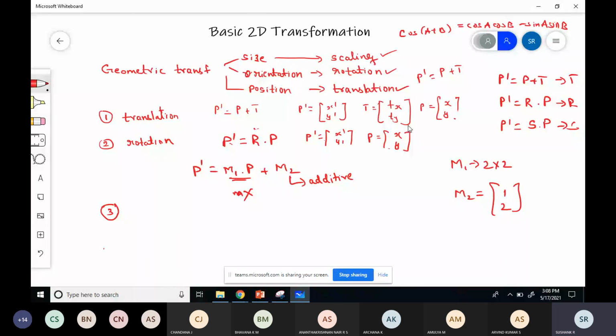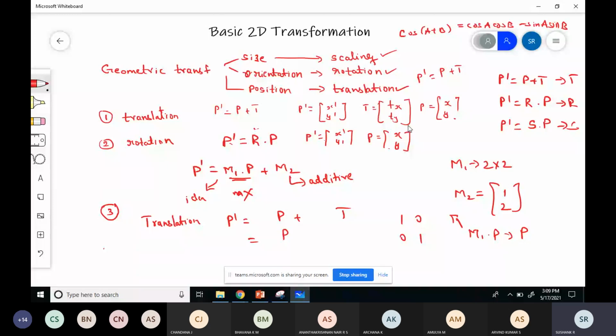So whenever you want to perform translation, what is the equation? P dash is equal to P plus T. So you have to get it to this form. P dash will remain the same, and P should come as it is. So when you are multiplying M1 into P, you should get the output as P. In that case, M1 will be an identity matrix, 1 0 0 1. So for translation, M1 will become the identity matrix.